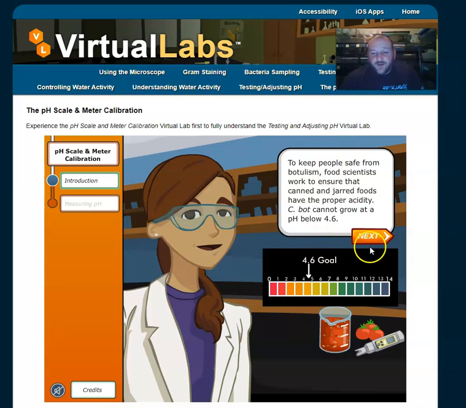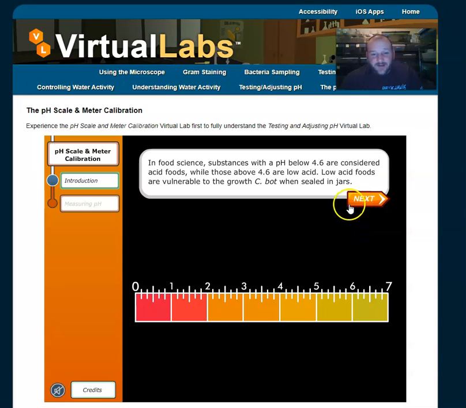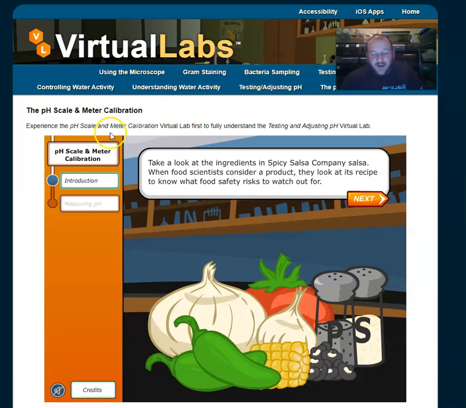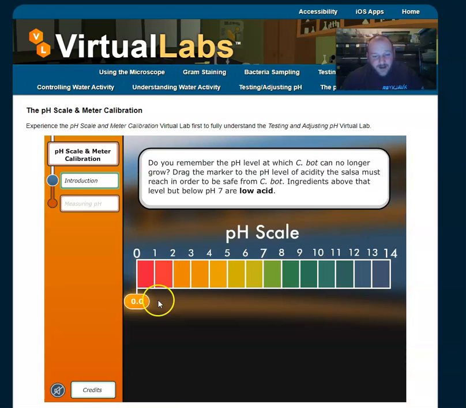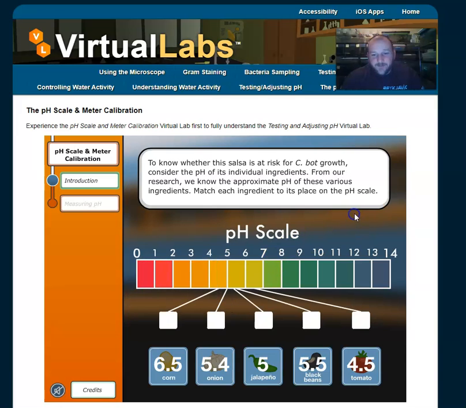So here it points out that you want a pH below 4.6 in order to be safe from botulism. And then I think it asks you where you want that to be. And then it gets you to this idea of, okay, so you're producing salsa, and how do you make sure that your salsa has a pH below that level? And again, below that level of 4.6 will make them less susceptible to botulism. And so it says, do you remember it? Yeah, you find 4.6, you get to move on.